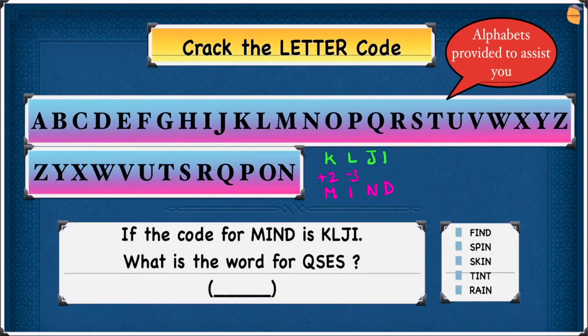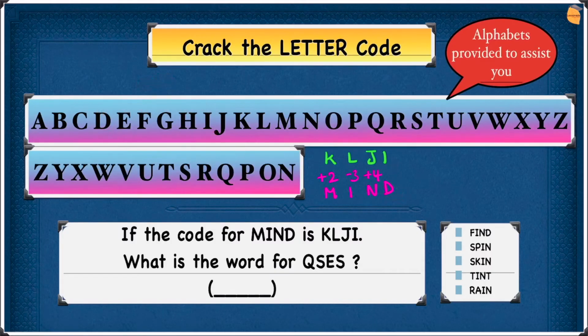So -3. And then now we have J. J is over here, and we also have N, N is over here. We have to move 1, 2, 3, 4. So 4 steps forward this time. So it's going to be +4. Now we have I and D. I is here and D is here. This time again we have to go backwards, 1, 2, 3, 4, 5. So it's going to be -5.